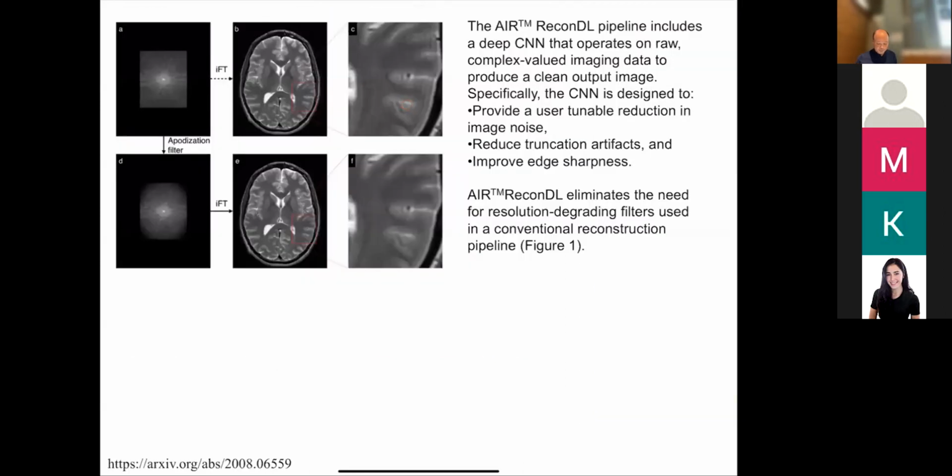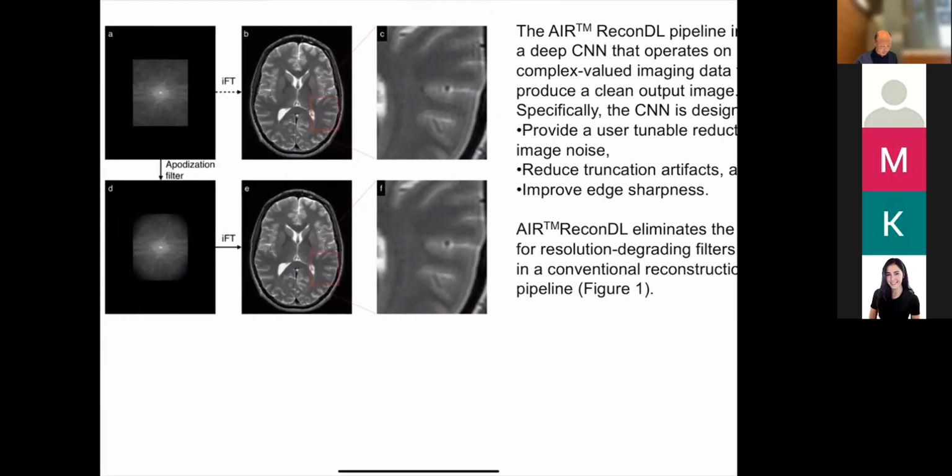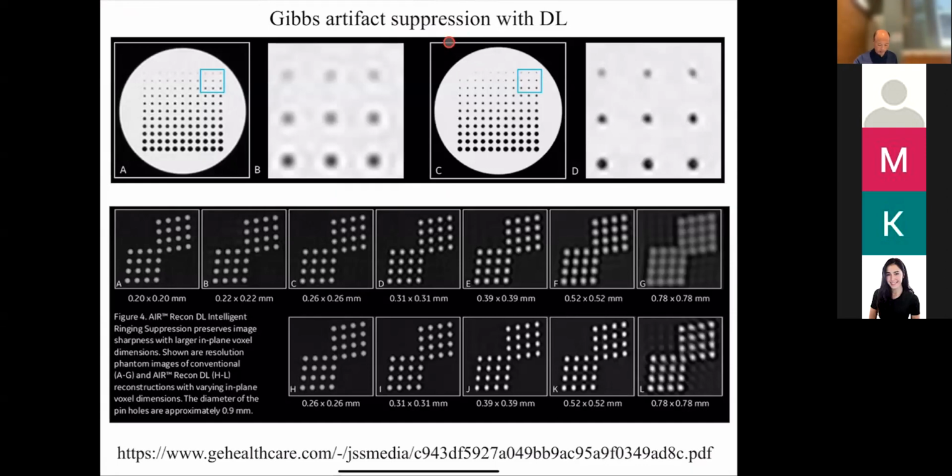Okay, so let's just end with a few examples of how deep learning is already in products now. The manufacturers, once they saw that, were very fast to get it into the product. This is from GE. This is the AIR Recon DL that is sort of like AUTOMAP, where it actually goes directly onto the k-space data. Sorry, I don't remember exactly what this did, but this is actually a better example here.